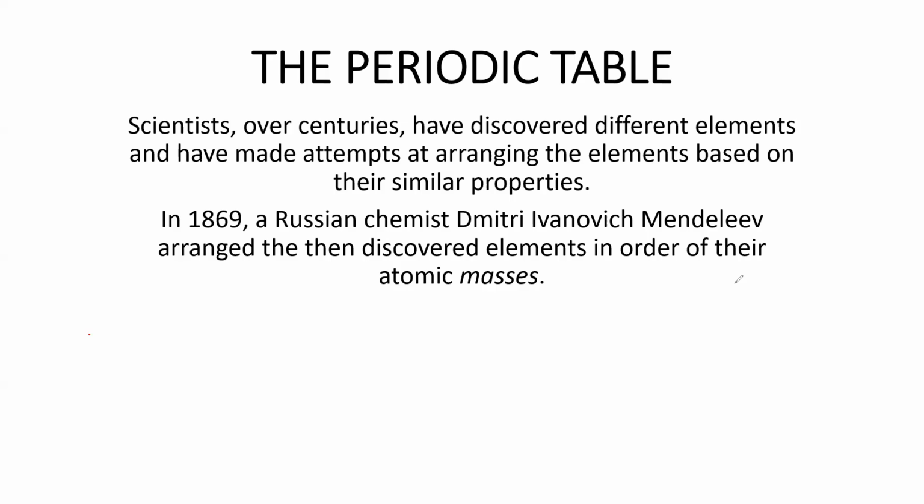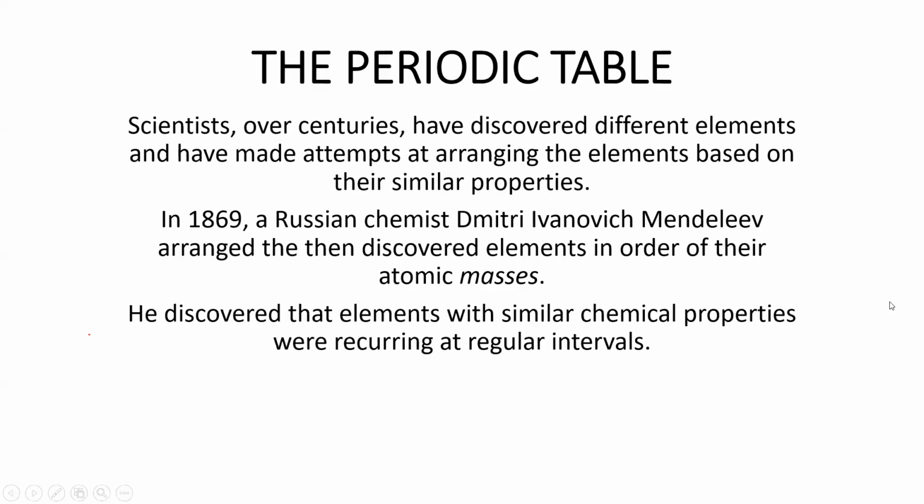So Mendeleev used atomic masses at the point to arrange elements. There were some faults in his arrangement. Now, what did he discover? He discovered that elements with similar chemical properties were recurring at regular intervals.